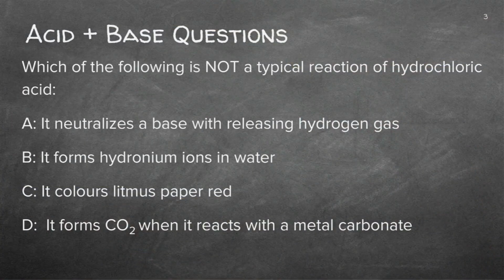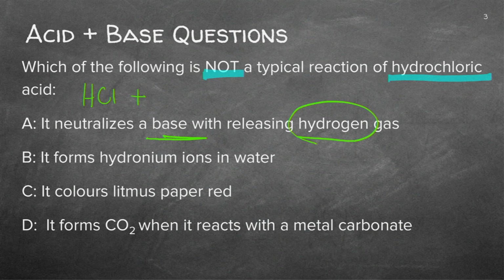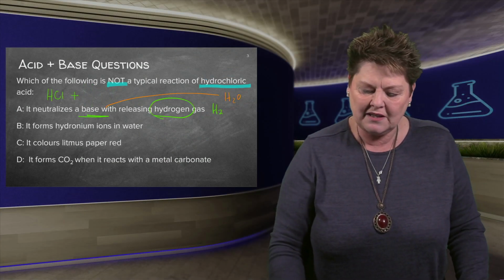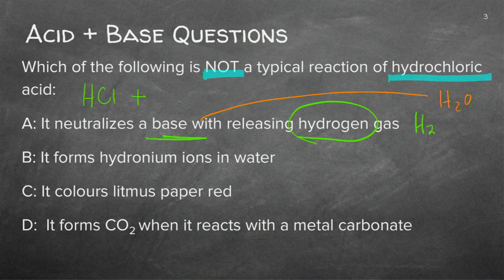In another multiple choice question: which of the following is not a typical reaction of hydrochloric acid? Now, what do we know about hydrochloric acid? It's HCl, and we know it can react. The first one says it's reacting with a base and releases hydrogen. Now, be careful. It reacts with a base, and you know it actually provides water. So there's already one which I think we can see is not a typical reaction. But let's check the others.